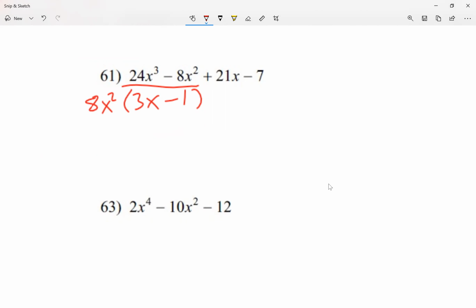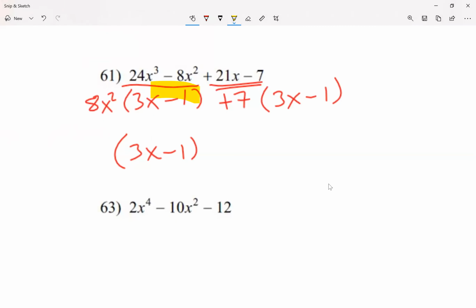All right, now on the last 2 terms, 21x minus 7, I can divide each by 7, by a positive 7. So it's going to give me 3x minus 1. So my factors are going to be 3x minus 1. That's from this common parentheses. Right? My parentheses have to match. And my other parentheses will be 8x squared plus 7.